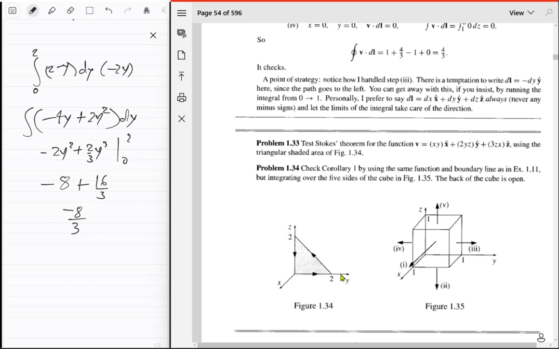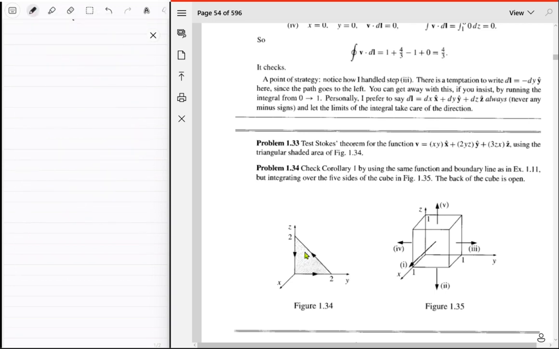Your x is fixed. Oh, and this thing is really different than what I thought. We'll have to parameterize this thing. So this line is just y plus z equal to 2. So what we'll say is just that y is 2 minus t and z is t, and then x is 0. That's our r vector.